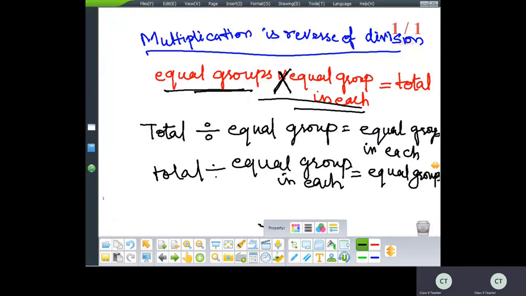So in a word problem of multiplication and division, you have to first identify what are the equal groups and what are the equal groups in each. Then you have to check whether you have to find the total. If you have to find the total, then you do multiplication. And if the total is given and equal groups are given, that means you have to do division. These are some of the keywords for multiplication, and this is the formula, children. So now it is very clear what you have to do.